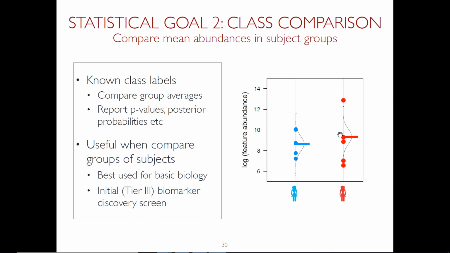So the methods you would use for this will be the t-test, analysis of variance. There are many things like that. The readouts of that will be p-value, posterior probability, and so on. So this is very useful. But again, a mistake that I see a lot is that people say, okay, I have a protein with a small p-value, therefore I found a biomarker of disease. It is not a biomarker of disease. Small p-values are not really related to biomarkers.